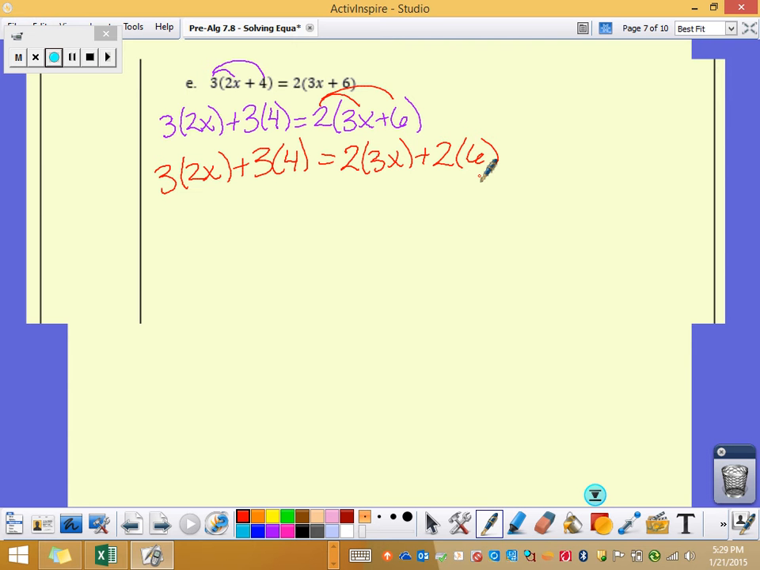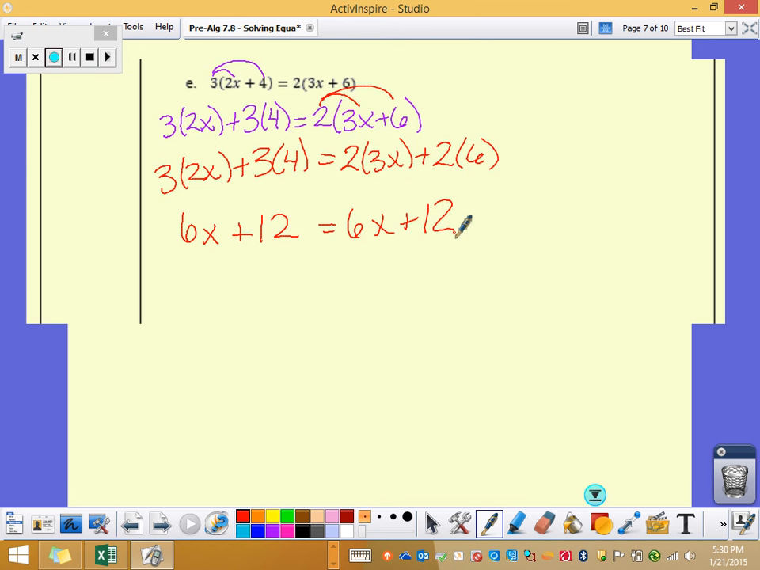Okay, now I can clean this up a bit. I'm going to multiply 3 times 2x to get 6x. 3 times 4 is 12 equals 2 times 3x is 6x. 2 times 6, also 12. Hey, what can we look at right now and notice about both sides of this equal sign? 6x plus 12 equals 6x plus 12.